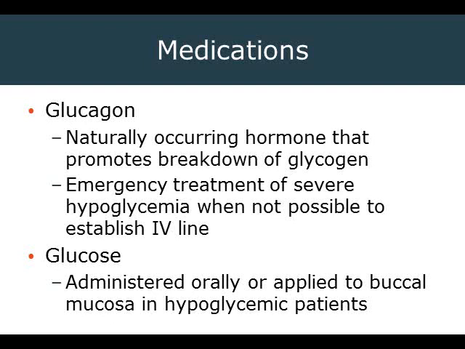Glucagon comes in a kit. It has to be reconstituted. This is the drug that has a little bit of powder and a little bit of liquid, and we have to put them together, mix it up, and then draw it back up and give it.